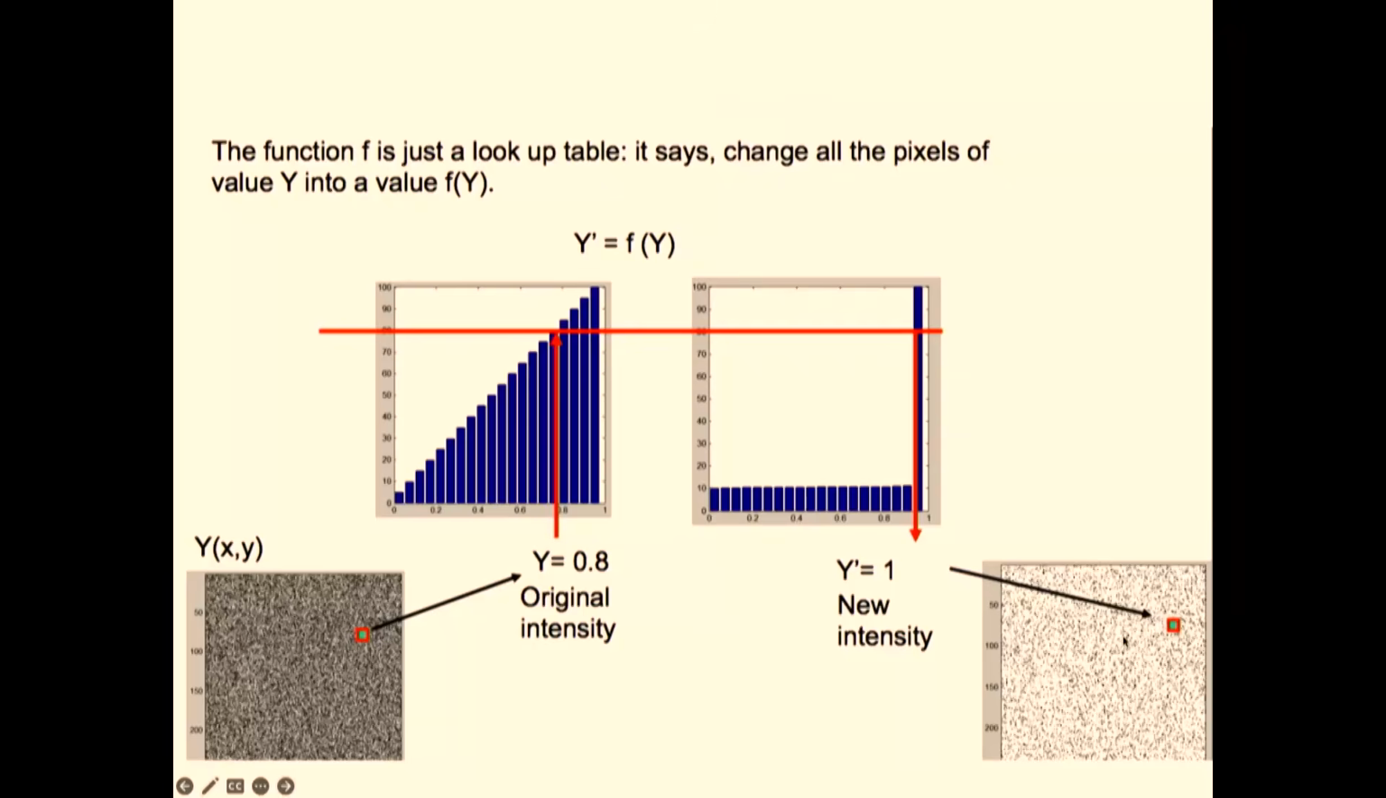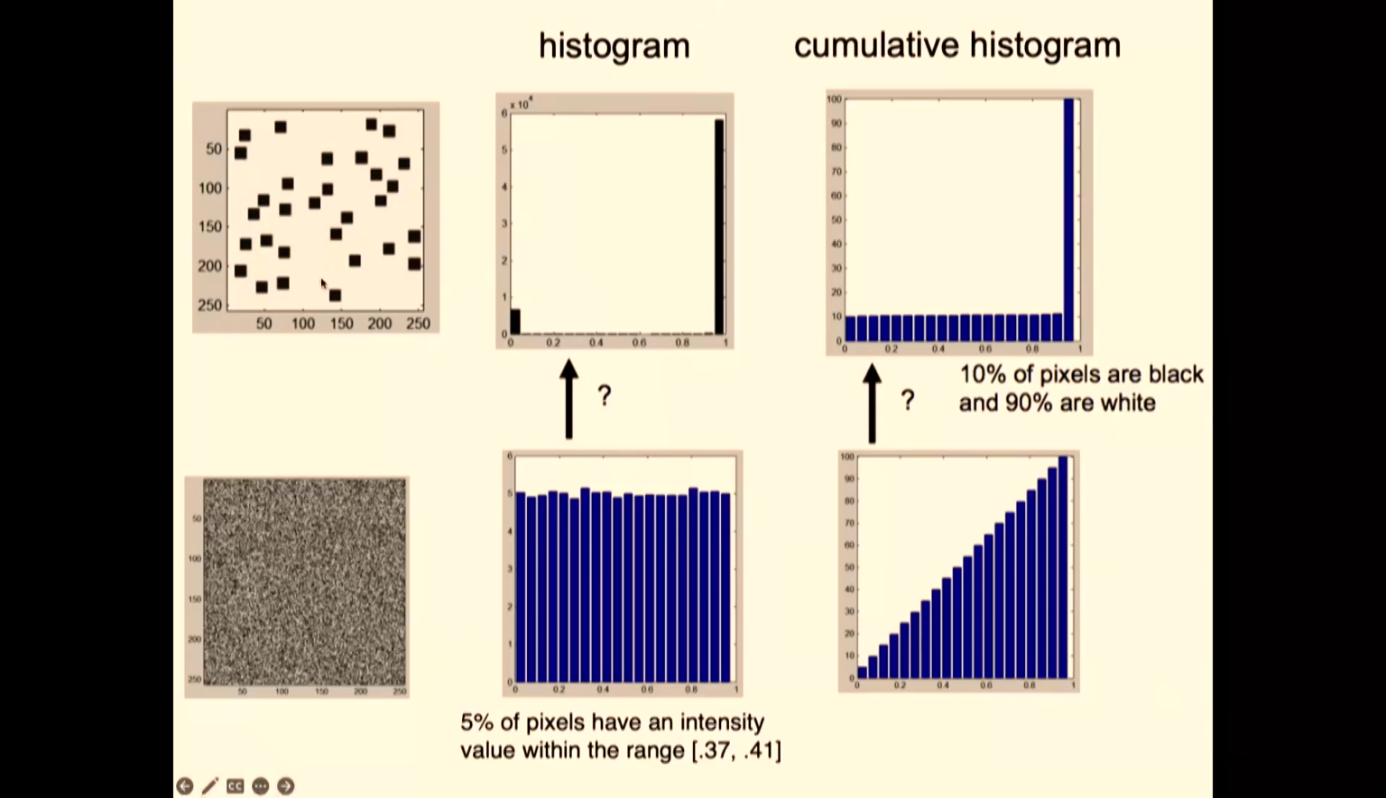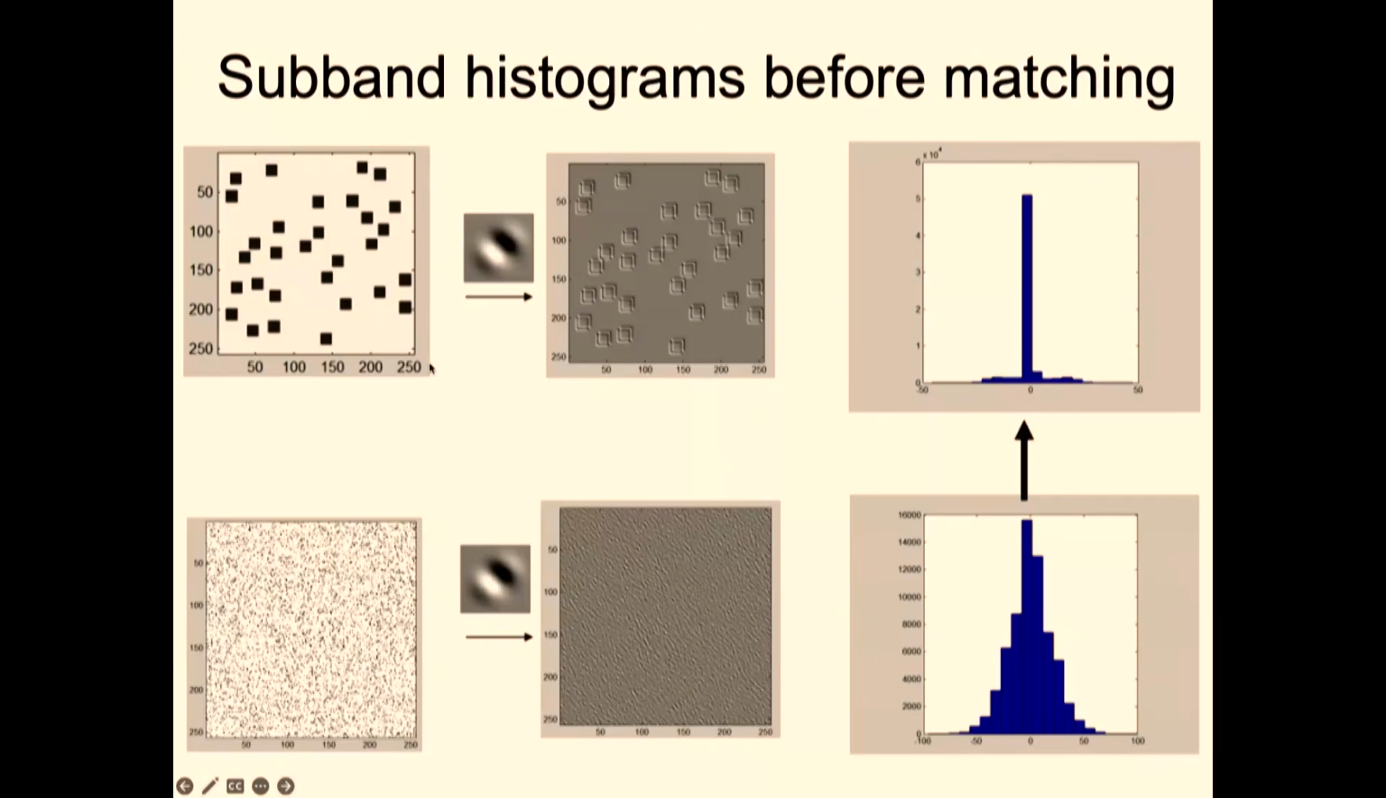Okay? And so in this case, we're just doing this on the pixel intensities, and so the noise image ends up getting turned into this thing that's mostly white with a little bit of black, because that's the pixel intensity histogram that you have in this original test image. Okay? All right. And so now we're going to do the same thing with the histograms of the subbands.